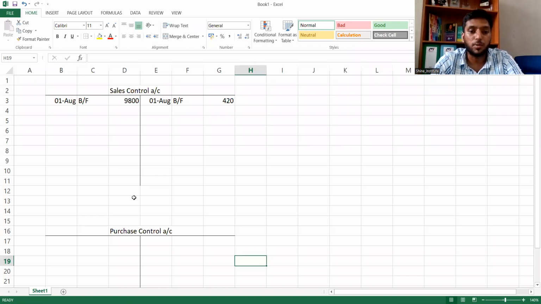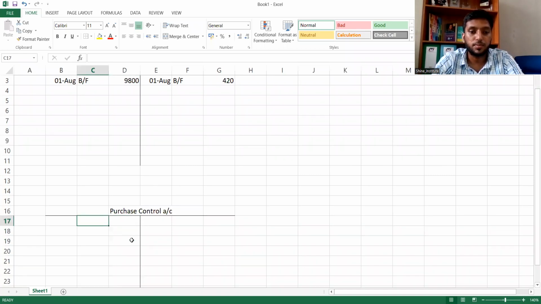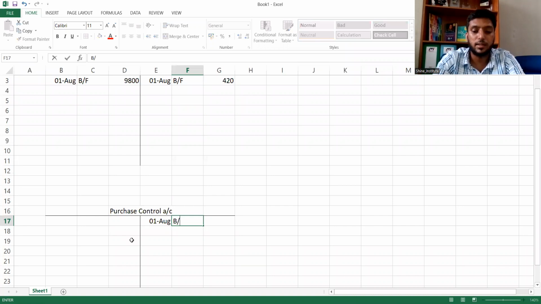So purchase control account, I'm going to write here 1st August on the credit side, because it's a control account and it is purchase control account, which is the trade payables account. So trade payables is a supplier, credit supplier, always comes on the credit side because it's a liability. So then we have 1st August again, we have a brought forward balance. How much is that? Let me see the amount again.